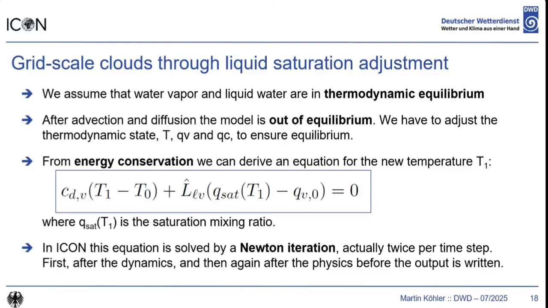And this is basically the equation you use for this iteration. That's energy conservation, so you have latent heating in the second term, and then you have the warming of the environment. So you change saturation, and then you change the temperature, and so on.